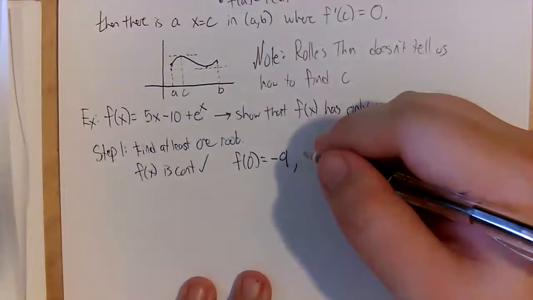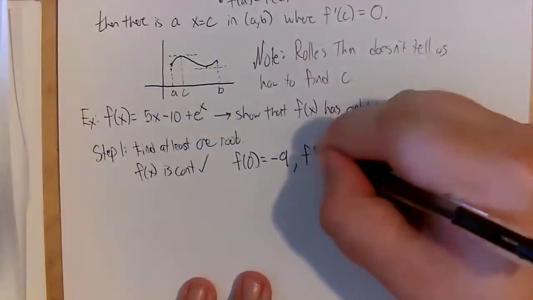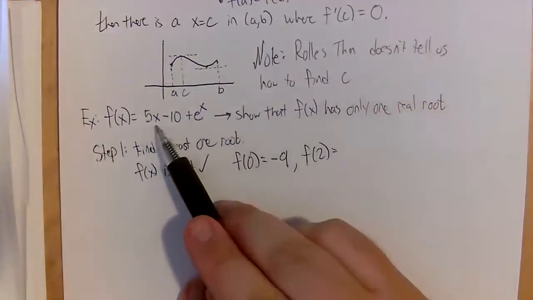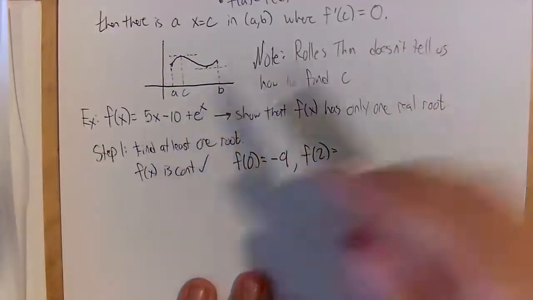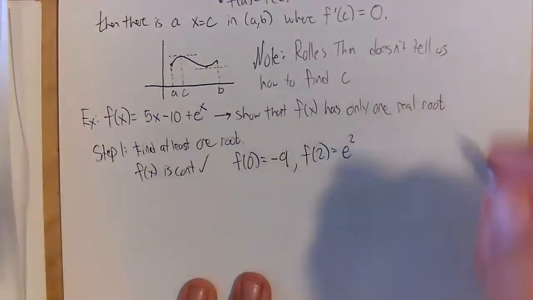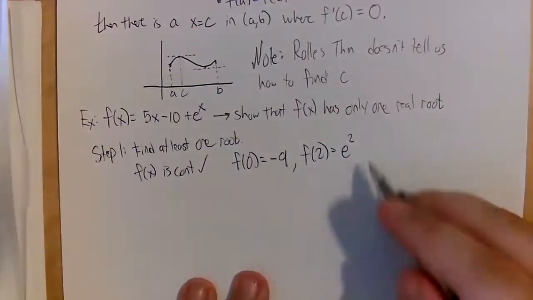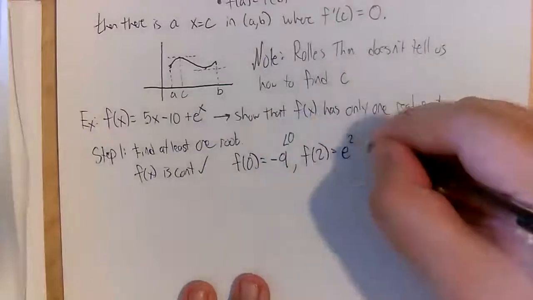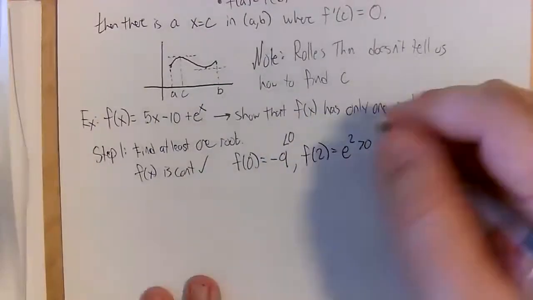And then on the other hand, if we look at f of 2, this is going to be 10 minus 10 is 0 plus e squared. So this will be e squared right here. And we know that e squared is greater than 0. So this is less than 0. This is greater than 0.